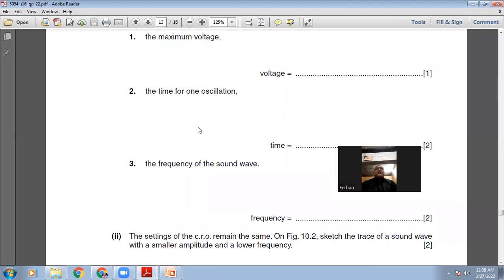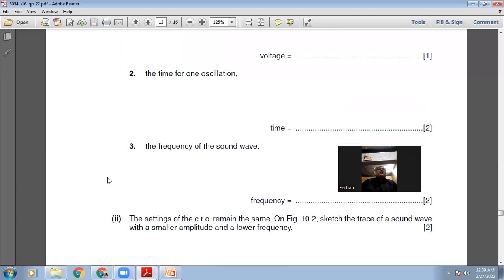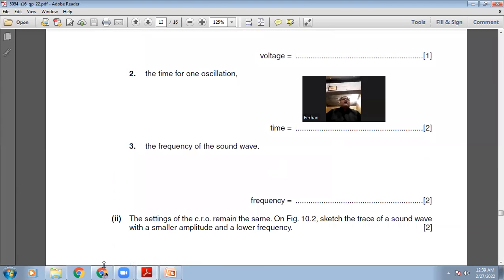Then the question is the time for one oscillation. The time for one oscillation means the time on the x-axis for one complete wave, but instead of doing time for one wave directly, I will do the time for 3 waves. Here you see 1 wave, 2 waves, 3 waves. To complete 3 waves, it has taken 4 squares on the x-axis. So the time for 3 waves will be 4 multiplied by 2 milliseconds. If you want to find the time period for 1 wave, whatever time you get, you divide it by 3. It's a 2-mark numerical. So let me show you.